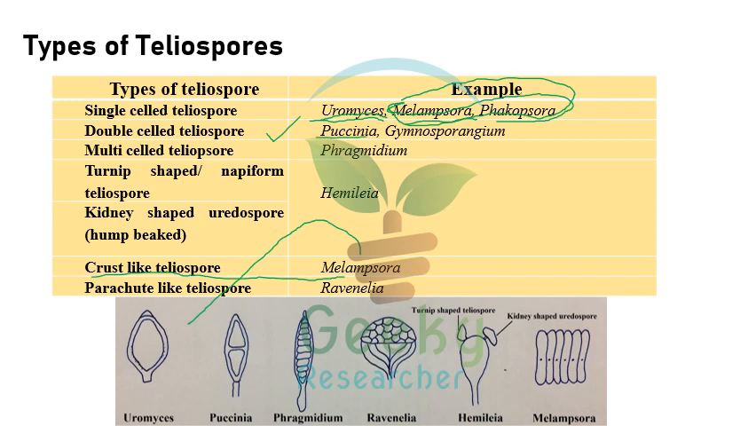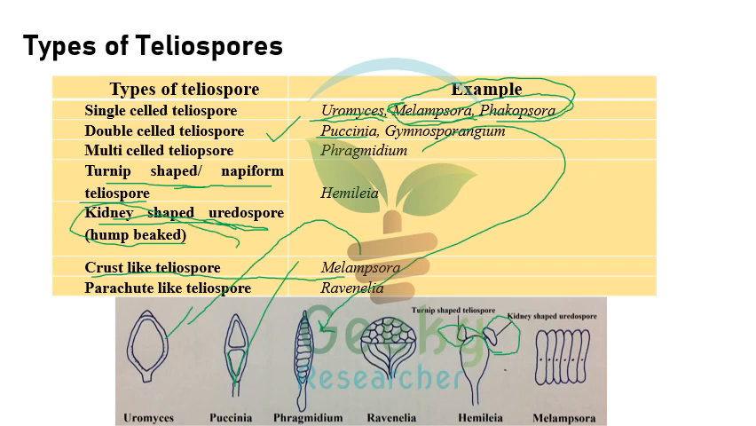So single celled, how it will look like. So this is a double celled teliospore. Multi-celled teliospore, with a number of cells, is produced by Phragmidium. This is a multi-celled teliospore. When it comes to turnip shaped or napiform shaped teliospore or kidney shaped urediospore, here Hemileia. See, kidney shaped urediospore and turnip shaped teliospore are both produced on the same fungus. Turnip shaped or napiform or kidney shaped teliospore, otherwise called hump beaked teliospore, is produced by Hemileia vastatrix, which causes coffee leaf rust.